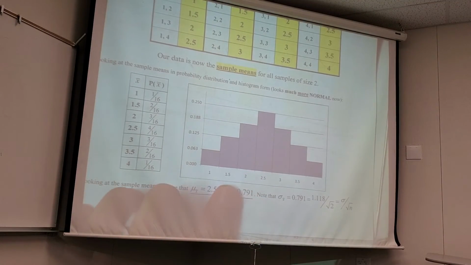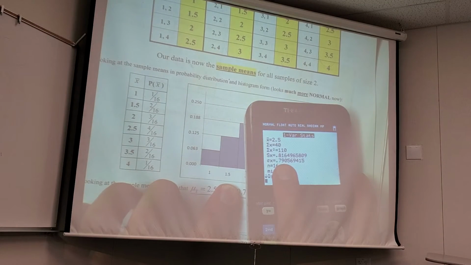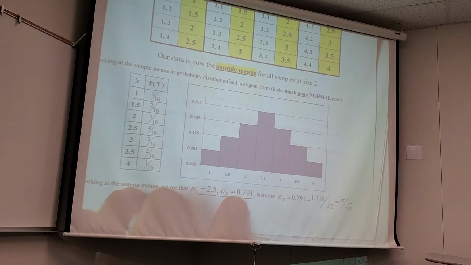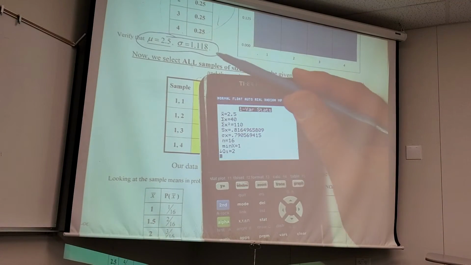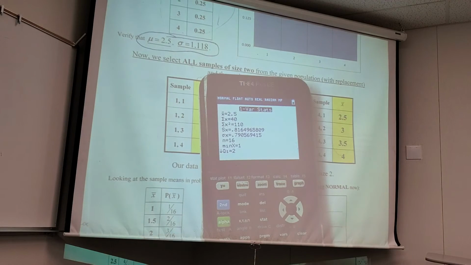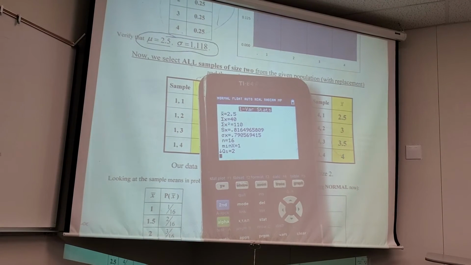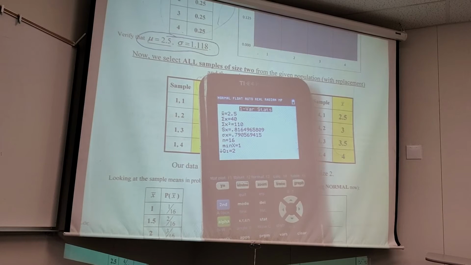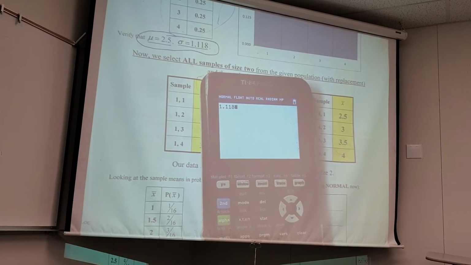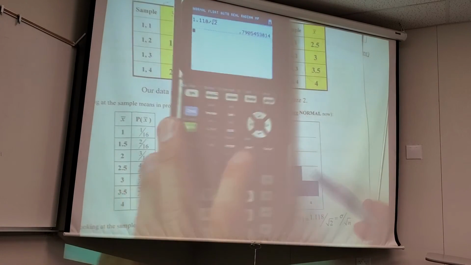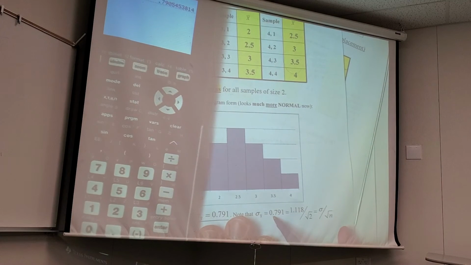And the standard deviation is now 0.791. Now, do this. What was the standard deviation before for individuals? 1.118. Now theoretically, what should the new standard deviation be? The old one divided by the square root, and how big was each sample? 2. So if you take 1.118 divided by the square root of 2, you get 0.791, which is exactly what the actual new standard deviation is.